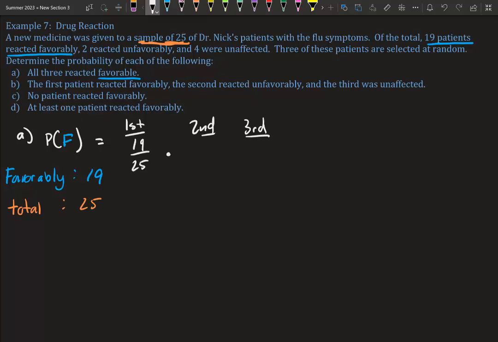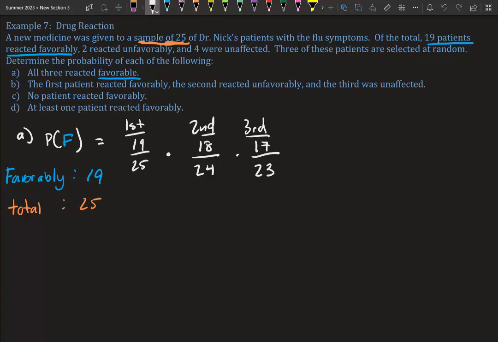Now, this is not an or problem. There's no or word in here, so we don't care about plus or minusing. We times. Okay, we pick someone. Now, there are 18 favorable people left out of 24 people because we picked someone. We can't pick them again. When you're doing a study, you can't pick the same people twice. That's not fair. So we picked another person. That means 17 favorable people are left, and there's only 23 people left to actually choose from. We're going down each time we pick because we can no longer pick that person. We're taking the marble out of the bag so we can't pick it again.